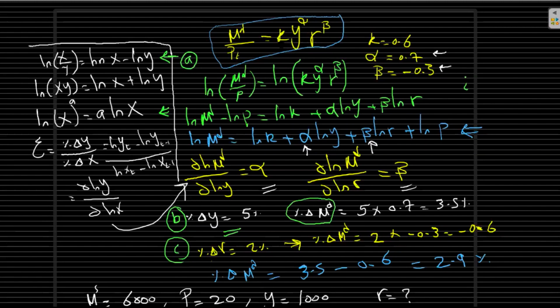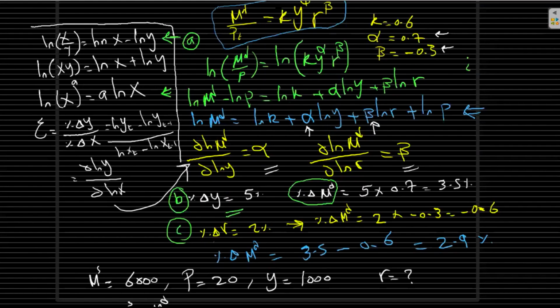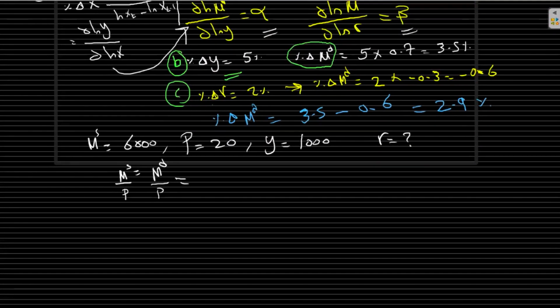We know everything here. Kappa is 0.6, alpha is 0.7, Y is given as 1,000, and beta is minus 0.3. So the only unknown is the real interest rate. It's very straightforward to answer this question, but I'm going to do it with you now. If you have any questions, just let me know.